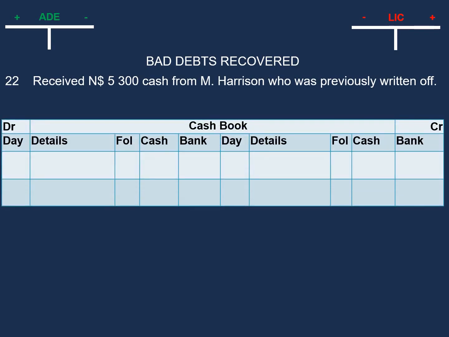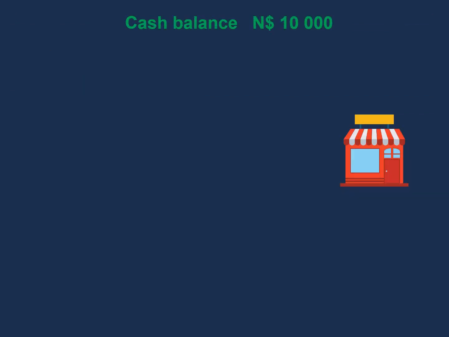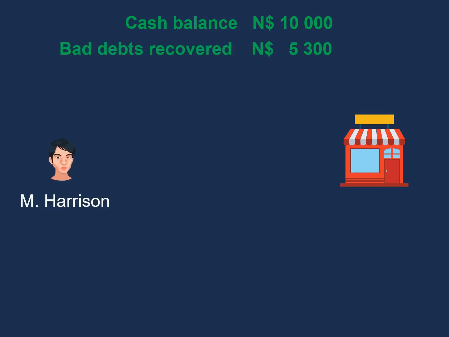So this will involve our cash book once again, and since we are receiving cash, we will enter the amount in the cash column. So the two accounts that are involved in this transaction are cash and bad debts recovered. So it's not debtor, it's bad debts recovered. So our cash balance is $10,000. Mr. Harrison will now pay the 5,300 that was written off, and we will record that as bad debts recovered, and our new cash balance will be 15,300.